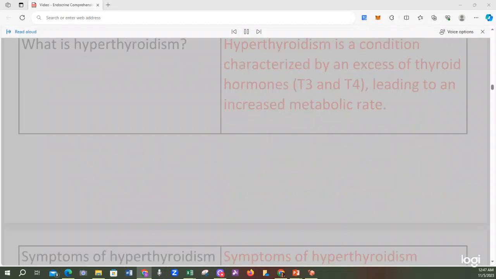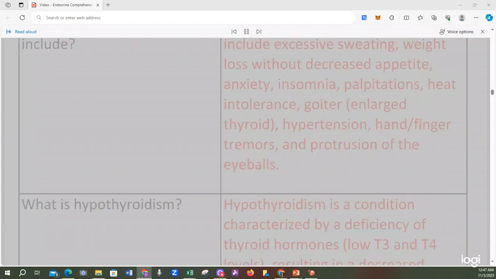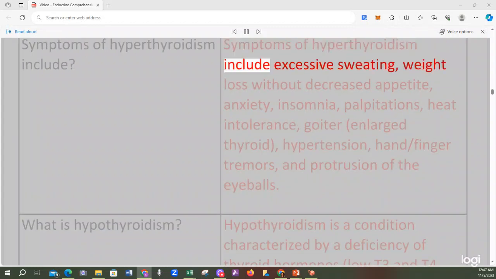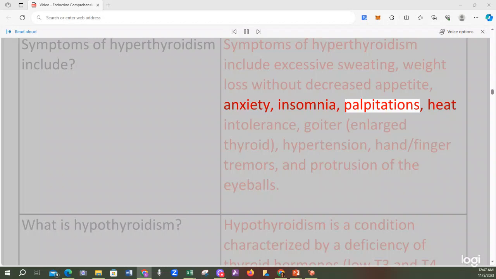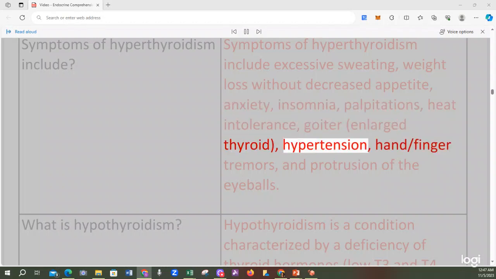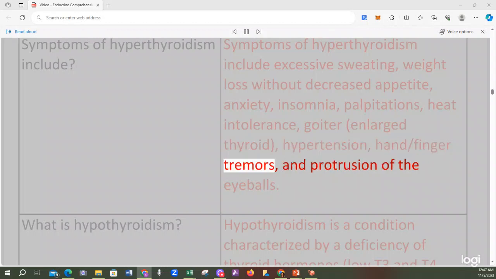What is hyperthyroidism? Hyperthyroidism is a condition characterized by an excess of thyroid hormones, T3 and T4, leading to an increased metabolic rate. Symptoms of hyperthyroidism include excessive sweating, weight loss without decreased appetite, anxiety, insomnia, palpitations, heat intolerance, goiter, enlarged thyroid, hypertension, hand/finger tremors, and protrusion of the eyeballs.